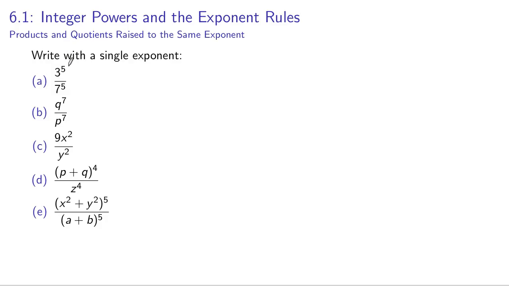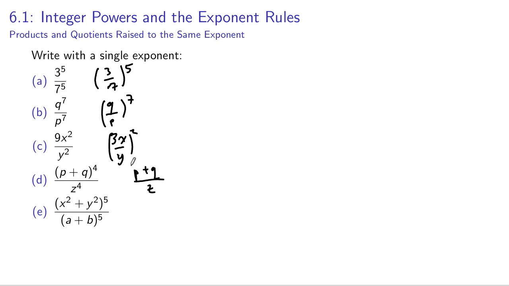Write with a single exponent. These are the same powers. We can apply the same exponent law with fractions or division to get 3 over 7, to the 5th, and q over p, to the 7th. Here we need to think of 9 as 3 squared, so 3x over y, all squared. p plus q to the 4th over z to the 4th we can write as p plus q over z, all to the 4th. Then we can write this as x squared plus y squared over a plus b, all to the 5th.